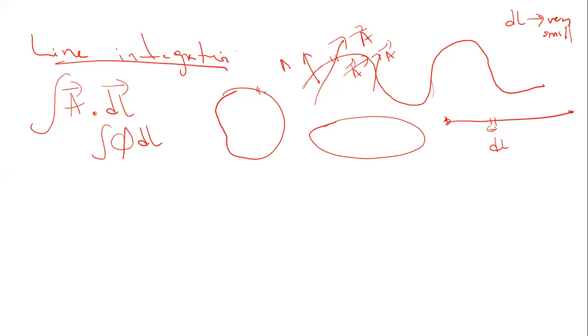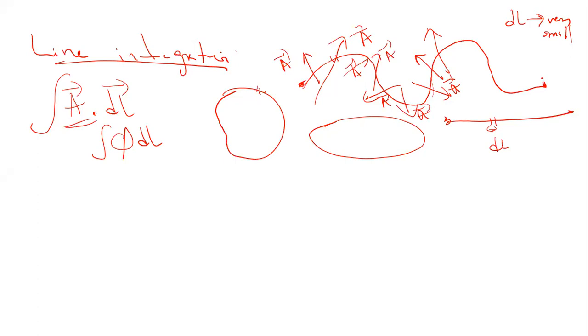So in general, if we talk about any vector field, you can have a vector field which is varying over the space, which can have a variety of directions and a variety of magnitudes, right? So what you are basically doing here is summing this vector field from one end of the line to the other end of the line.